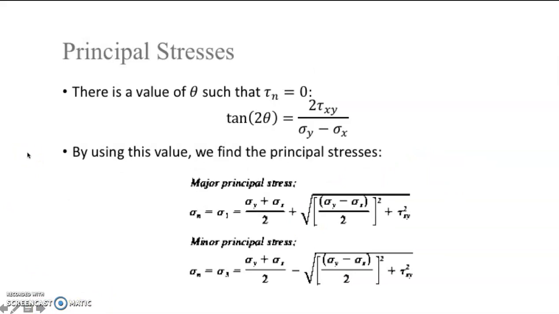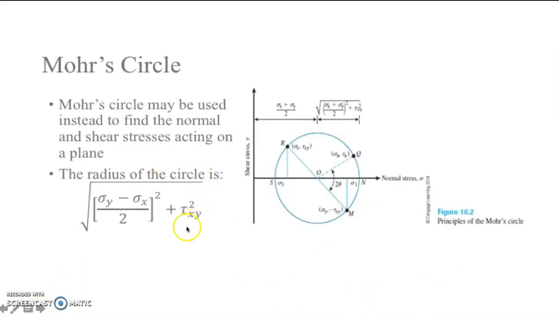So of course, we learned about principal stresses. So the value of theta such that our tangential stress is equal to 0 would be given by this equation. So by using the value, we can find our principal stresses. So our major principal stress, that is sigma sub 1, is equal to this expression, and our minor principal stress, which is our sigma sub 3, is equivalent to this equation. So if you're going to have the Mohr circle, based on this Mohr circle, we have learned how to plot our stresses.